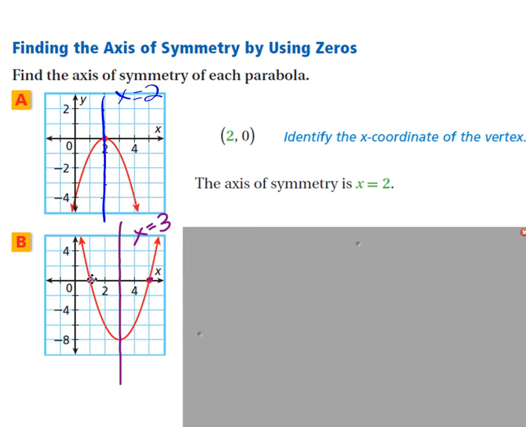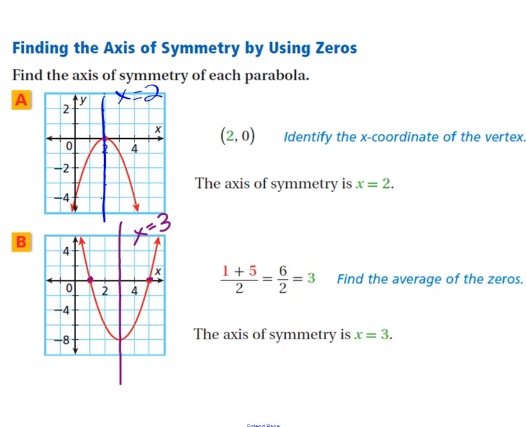Okay? Hooray. And don't laugh at the person who said 6, because if you take 1 plus 5, that's 6, and then you divide it by 2, which is how you find the average of something. All right.